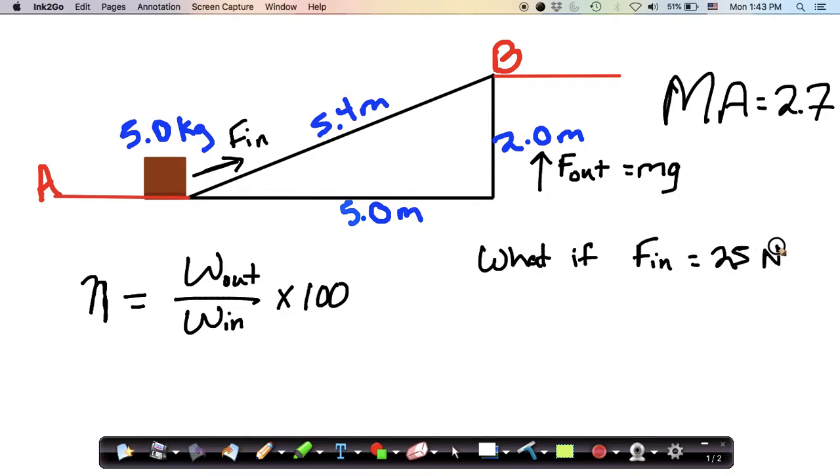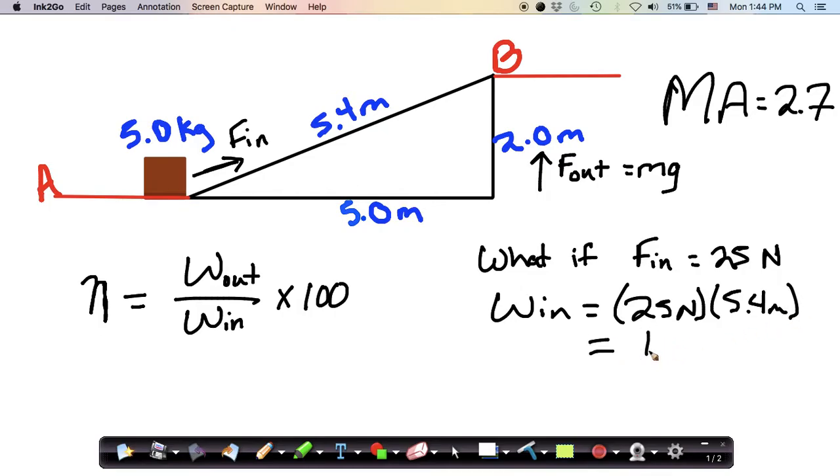In our last lesson, we solved for 18.5 newtons for our input force under ideal conditions, but if there's some friction between the box and the incline, we're going to have to push with a greater force to overcome that frictional resistance. So let's say that in reality we have an input force of 25 newtons. Well, that now means that our input work, which is the input force times the input distance, would be 25 newtons, that's what we're pushing with, over the diagonal length of the incline, which is 5.4 meters. So that's going to be a total input work of 135 joules, or newton meters.